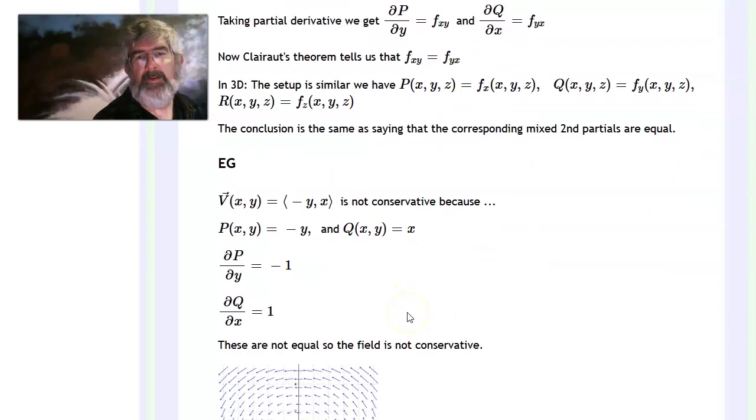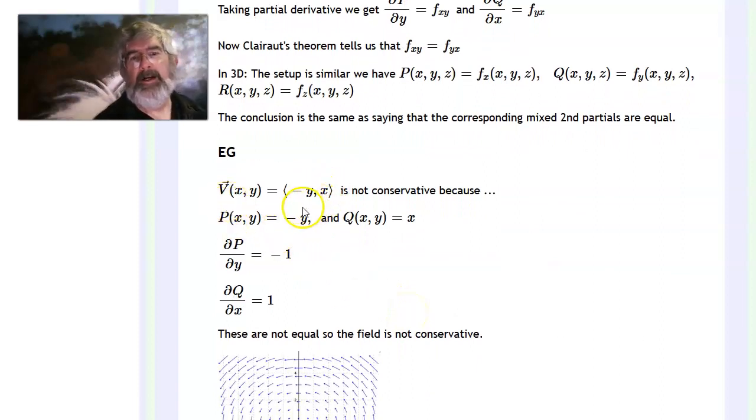Right. Here we go. An example. There's the vector field I had. This is V of x, y equal to negative y for the first component, x for the second component. It's not conservative because if I take the partial of this first one with respect to y, right, so P is minus y and Q is equal to x. The partial of P with respect to y is minus 1, but the partial of Q with respect to x is positive 1. Minus 1 is not equal to positive 1. So this could not possibly be conservative. If it was conservative, those two things should be equal to each other, but they're not, so it isn't.